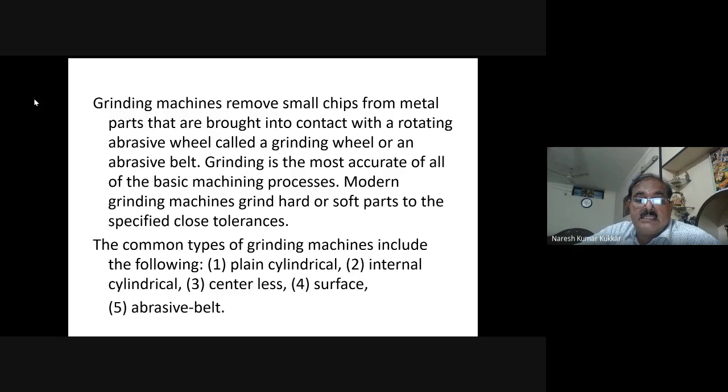Grinding machines include the plain cylindrical, internal cylindrical, centerless, and surface and abrasive belt types.